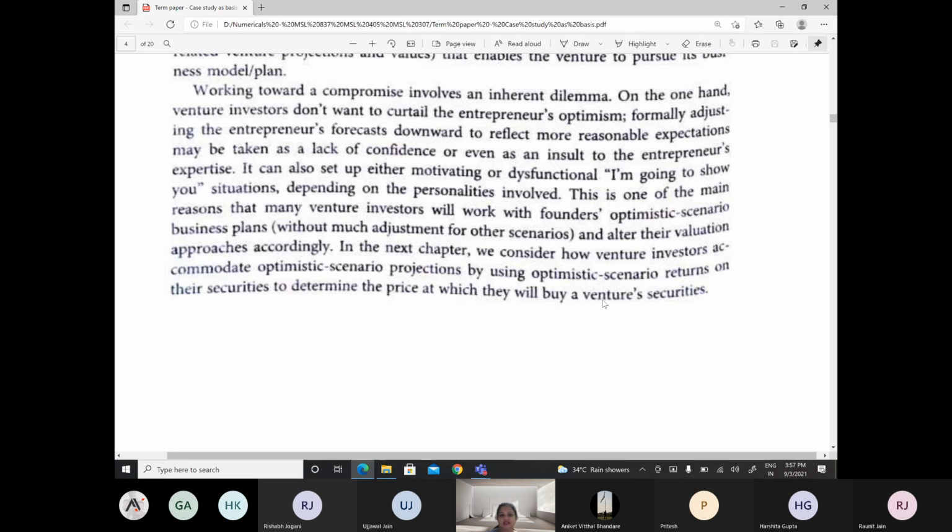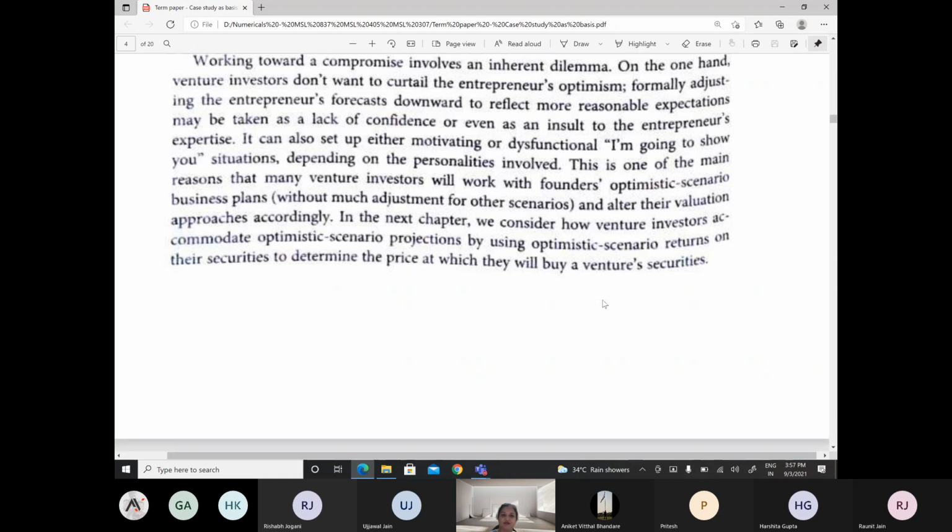This is one of the main reasons that many venture investors will work with founders' optimistic scenario business plans without much adjustment for other scenarios and alter their valuation approaches accordingly. So here they don't say anything, but in the valuation that they are doing, they bring the numbers down. So we will see venture valuations also, but we will see that after doing, I think, at least 2-3 more chapters on cash budgets and all, then we'll see how ventures get valued.